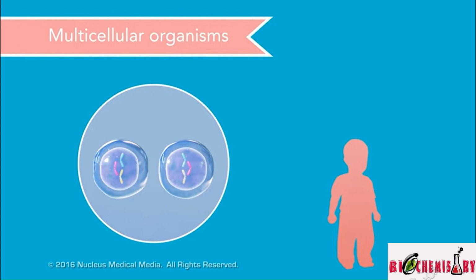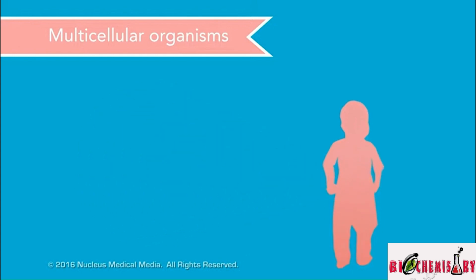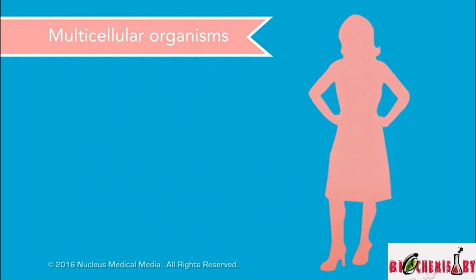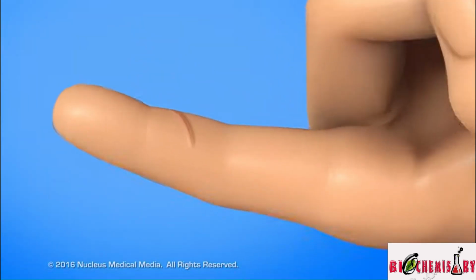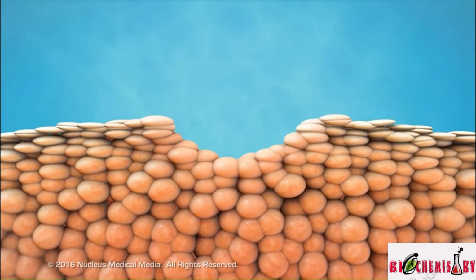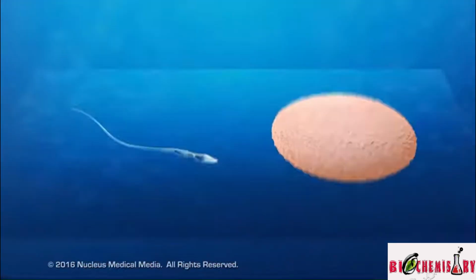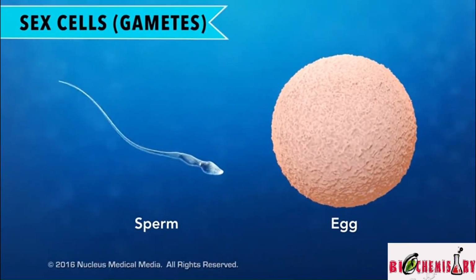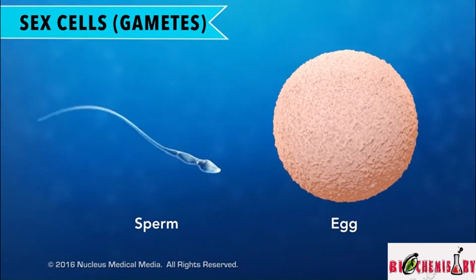Instead, these new cells are just parts of the organism, allowing it to grow or sometimes replacing cells that are worn out or injured. For example, your body heals a paper cut through division of your skin cells, occurring at the edges of the cut. In a modified example of cell division, sex cells called gametes are made.